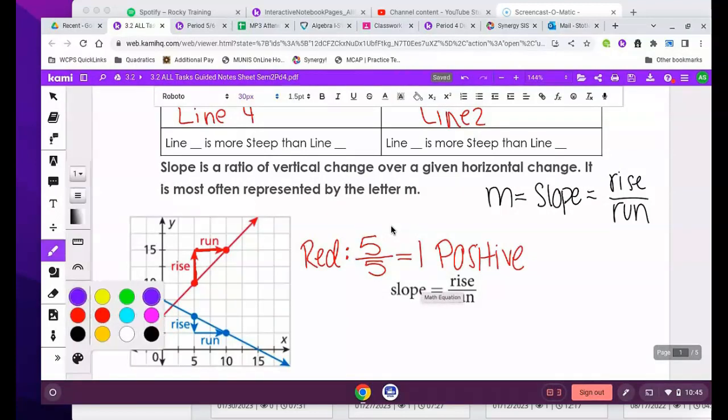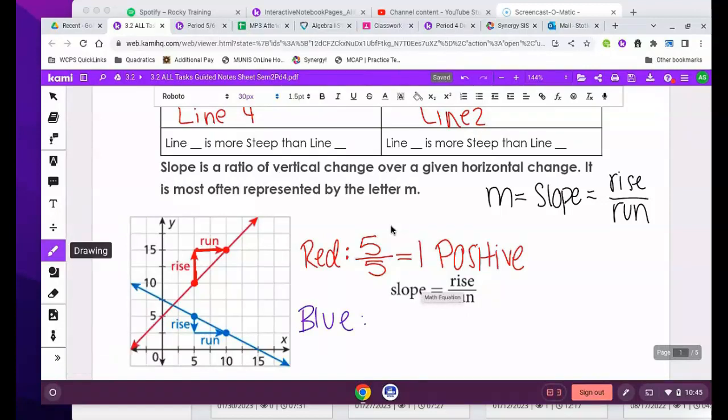Okay, now we can look at the blue line. For the blue line, my rise, notice I'm going down about 2.5. So since I'm going down, I have to use a negative. And then I'm going over about 5. So negative 2.5 divided by 5 will give me my slope, which is negative 0.5. So notice since it's a negative, it's going down as a negative slope.